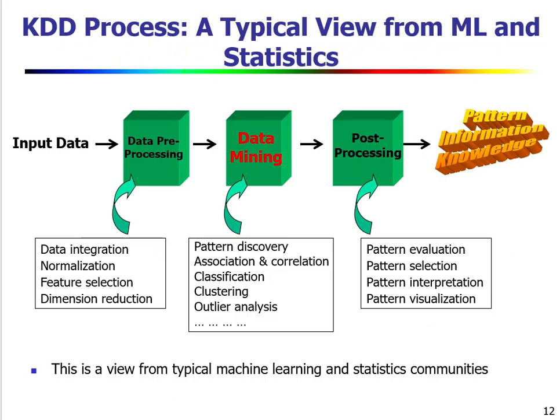On the other hand, if you look at the data mining process from the machine learning and statistics point of view, it's much more simplified. So you have your data, you have your pre-processing, you mine the patterns, you perform post-processing activities. The pre-processing steps cover integration, data normalization, feature selection, dimension reduction. We'll cover all of that in this class. Data mining, you will do pattern discovery, association rule mining, correlation analysis, classification, clustering, outlier analysis. This class will cover all of that too.